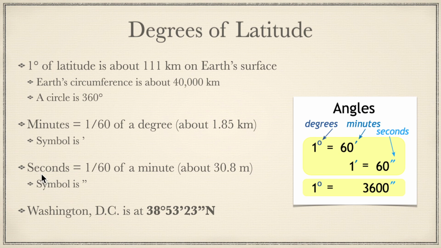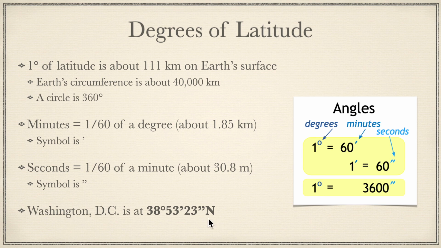Seconds, so just like on a clock, we divide minutes up into 60 seconds. So every minute is 60 seconds, or 1 second is 1/60th of a minute. And that translates to about 30.8 meters. So if I take my 1.85 kilometers, I divide that by 60, I get 30.8 meters. And the symbol for this is what looks like a little set of quotation marks.